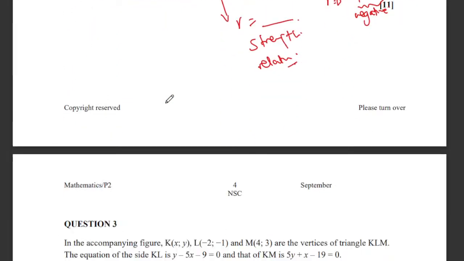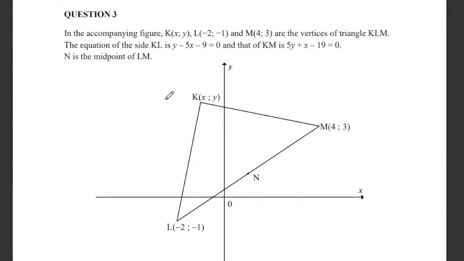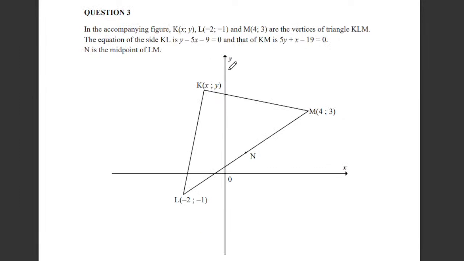You said it's carrying quite a lot of marks. When you look at question 3, they are telling us that in this figure, we have the coordinates of K, which is (x, y), L is that, and M is that. These are vertices of a triangle. They gave us the equation of KL, and they also gave us the equation of KM. And then they are telling us that N is a midpoint.